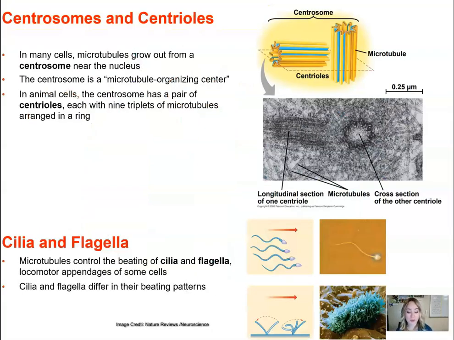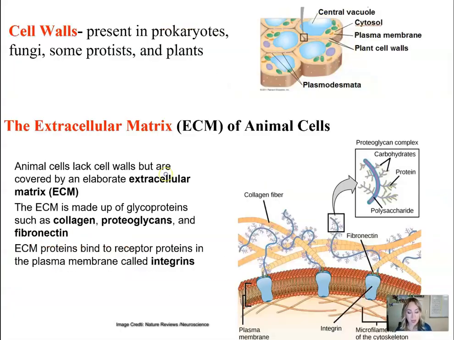Centrosomes and centrioles. So centrosome is basically the region where we have centrioles located, and centrioles will help with cell division in animal cells. Plant cells don't even have them. Cilia and flagella, of course, that's for locomotion and movement.